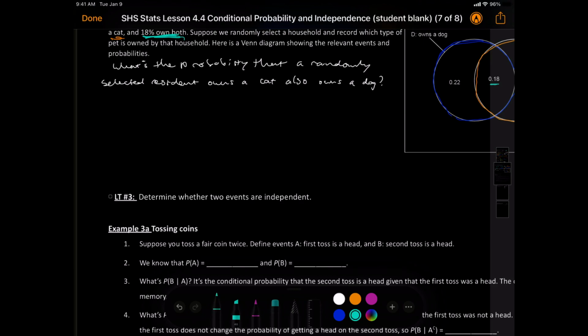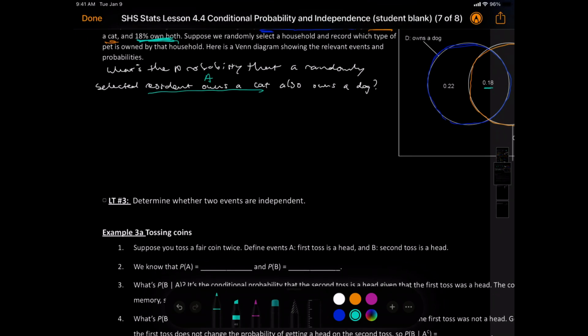So let's go ahead and color code this again. Owns a cat. This is my A. Oops, that looks like a star. A. And owns a dog is B. Or you know, you can choose to use the variables. So you can also use C for cat and D for dog. Okay, so you can have something like this.